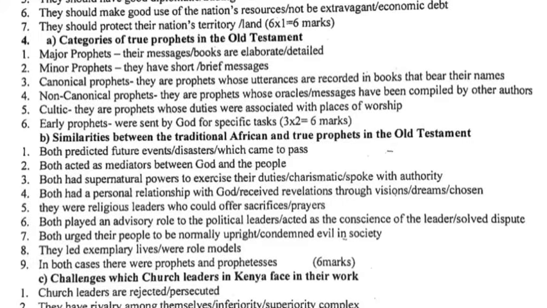Non-canonical prophets, they are prophets whose messages have been compiled by other authors. Cultic prophets, they are prophets whose duties were associated with places of worship. Early prophets were sent by God for specific tasks.